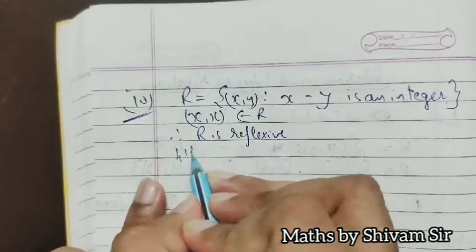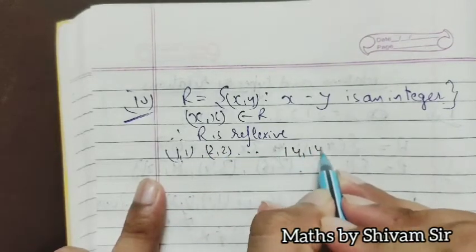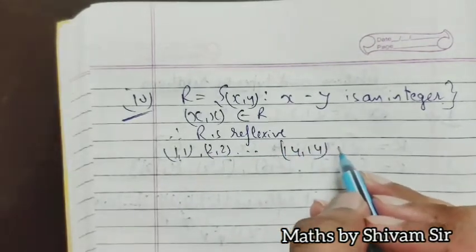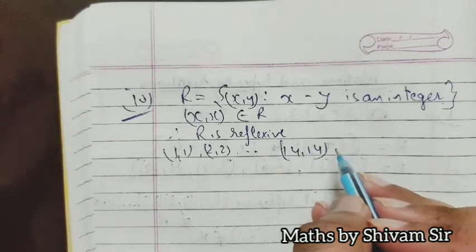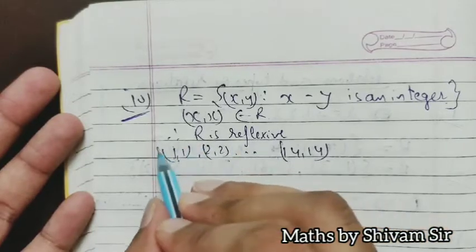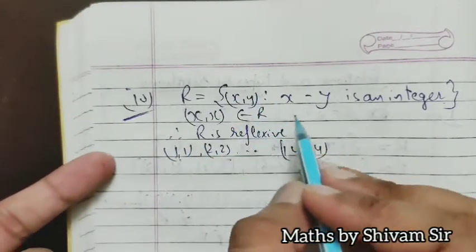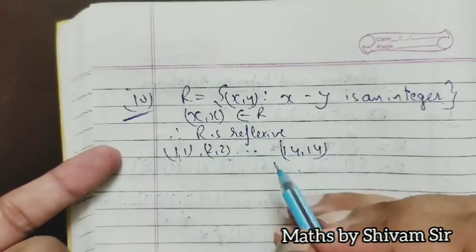We can see (1, 1) is there, (2, 2) is there, up to (14, 14). We don't need to make sure about other elements; we just need to be sure about these 14 elements. Are they available in this set? Yes, they are available. So since they are available, it is reflexive.